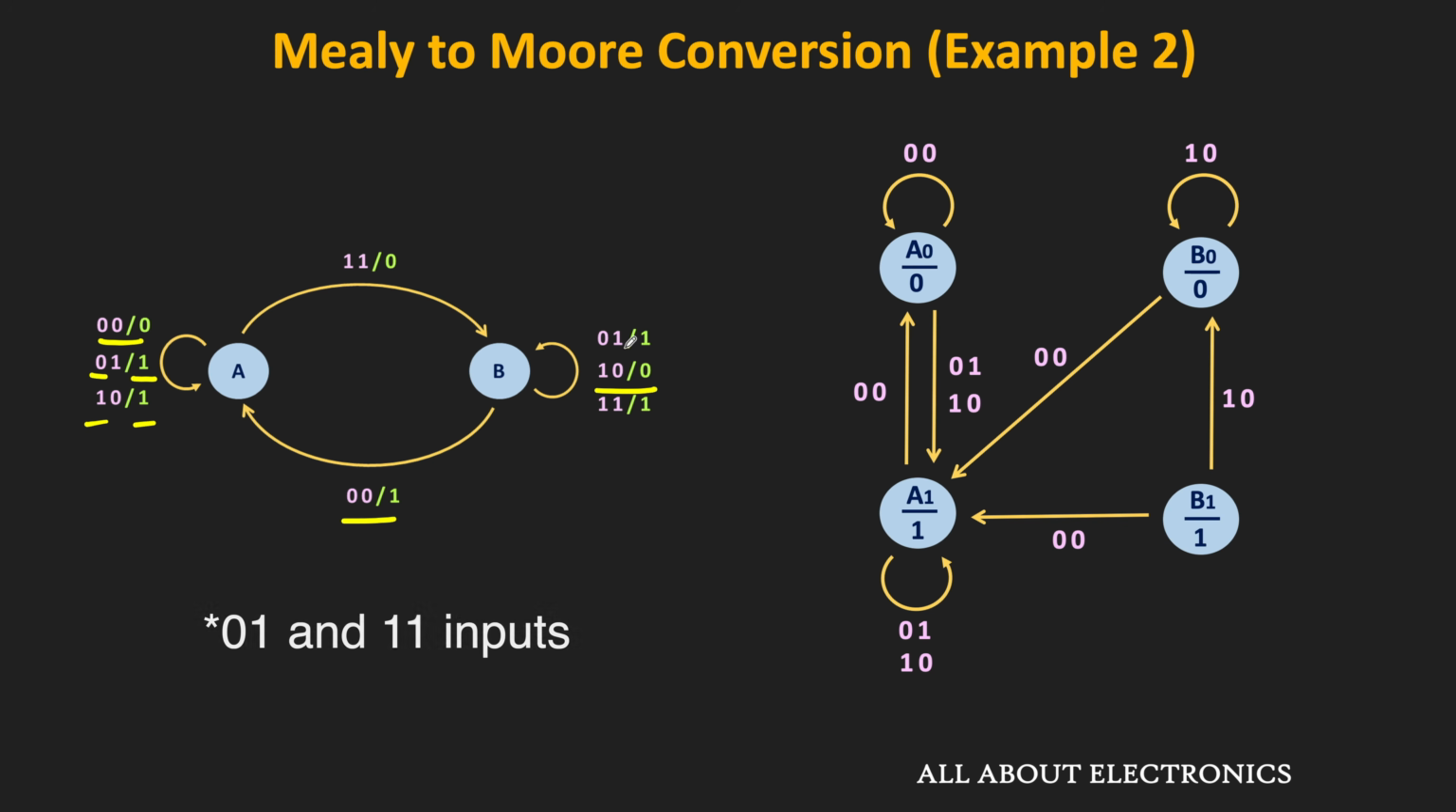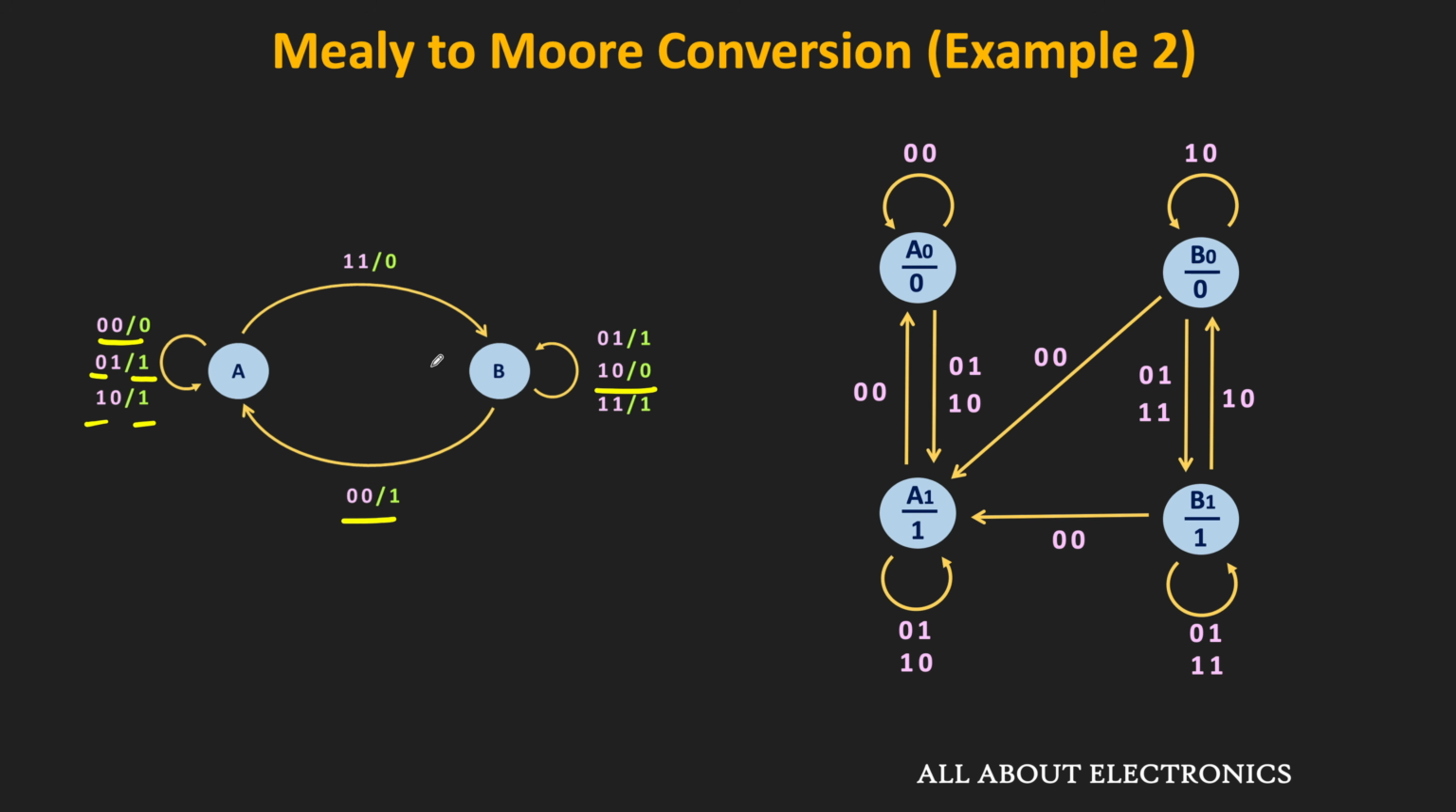Likewise, for this 0, 1 and the 1, 1 input, the output of the machine is equal to 1. So in the Moore diagram, for this 0, 1 and the 1, 1 input, if the machine is in the B1 state, then it will remain in the same state. Because in the B1 state, the output of the machine is equal to 1. But for the same input, if the machine is in the B0 state, then it will do a transition into the B1 state. So in this way, we have covered all the transitions which are looping back to the B state.